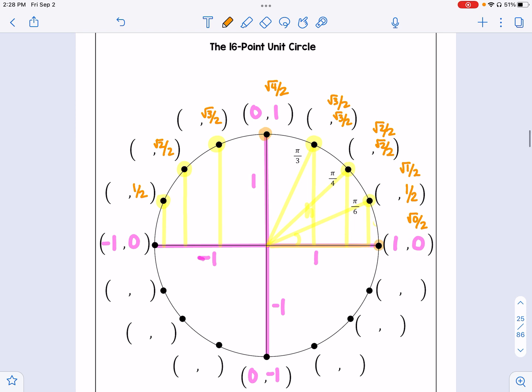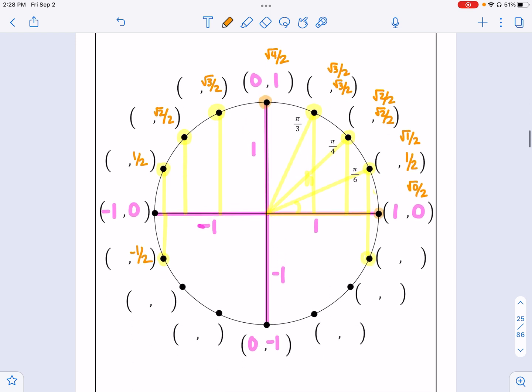And without thinking all that hard, we can see how we have more pairs. So for instance, pi over 6, 5 pi over 6, 7 pi over 6, and 11 pi over 6, they all have that same distance. It's just sometimes they're in a negative direction.